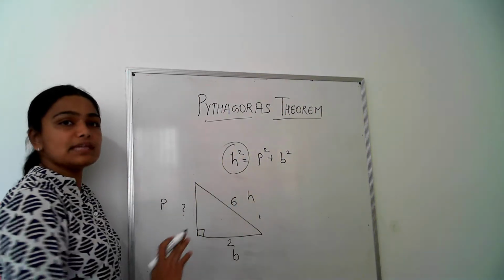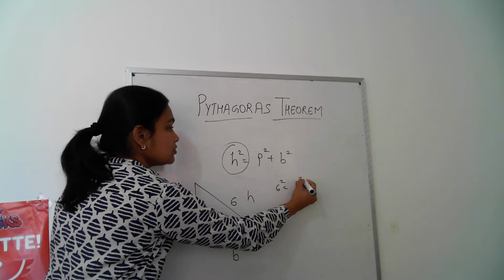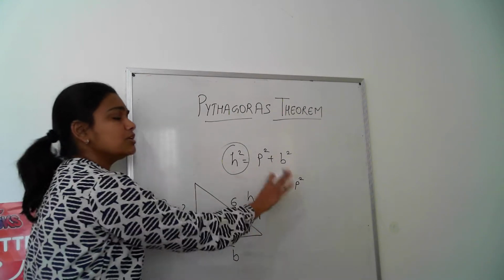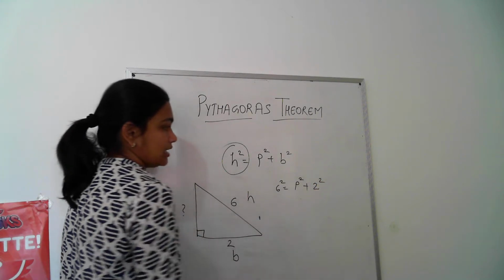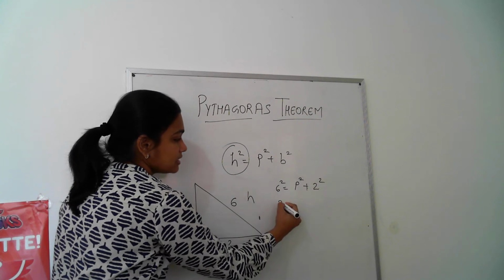You have to use the same formula. 6 square equals p square, because we don't know what p is. We have to find out, so let the unknown side be p, plus 2 square. Now what do we do in such questions? This is plus 2 square.